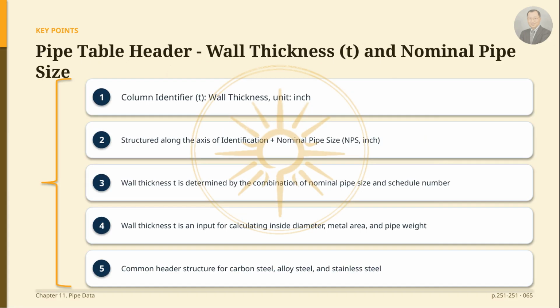In this chunk, I'd like to introduce the wall thickness column in the pipe data table header. The lowercase t in the header represents the wall thickness in inches. The table defines each row by combining the identification information and the nominal pipe size, or NPS, in inches on the left. Even for the same nominal pipe size, the wall thickness value, t, varies depending on which schedule number you choose, and once this wall thickness is determined, the inside diameter, metal cross-sectional area, and pipe weight are calculated in sequence. This header structure is applied commonly to the carbon steel, alloy steel, and stainless steel tables.